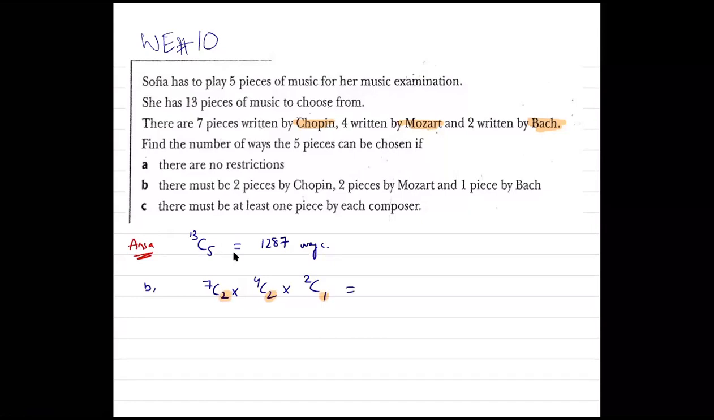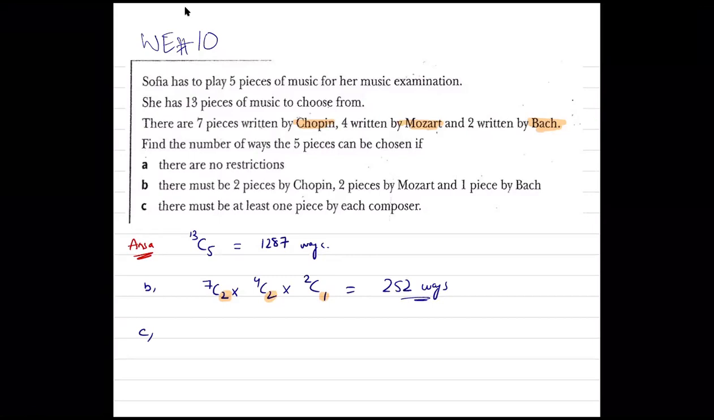So let's evaluate this answer. Sir, I'm getting 252. Kashish, what are you saying? Sir, I got 252 as my answer. Okay, 252 ways.